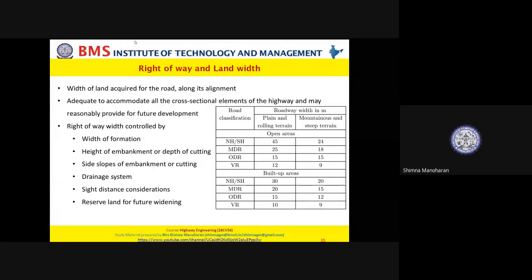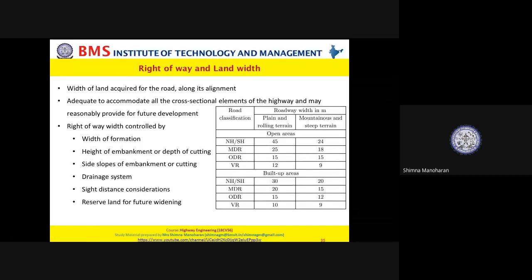Okay, so here you can see. The right of way depends on how much width it has to be. The right of way that has to be provided depends on the width of the formation, then the height of embankment, or if the road is being constructed on a cutting, the depth of cutting, then what is the side slope of the embankment or cutting.